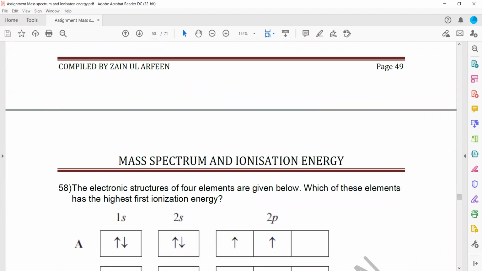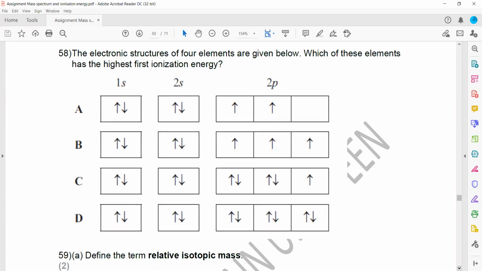Then 58. The electronic structures of 4 elements are given. Which of these elements has the highest first ionization? We have to check, because normally when we move across, they have the same shell, meaning they are in the same period, different groups. And this is group 4, because the last shell has 2 plus 2 electrons. This is group 4, group 5, group 6, and group 8.